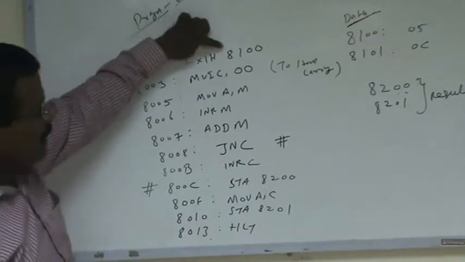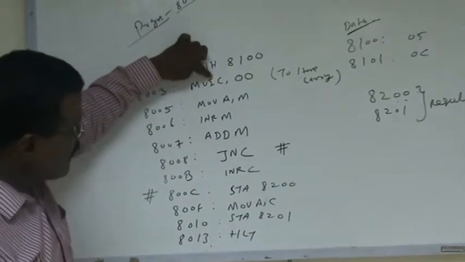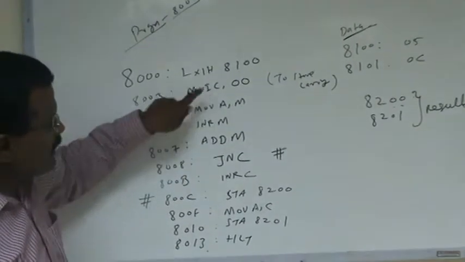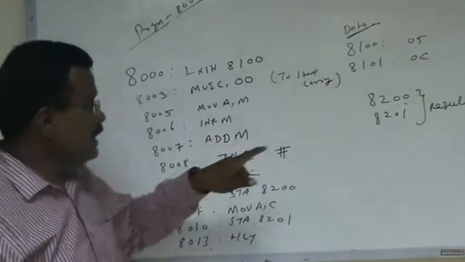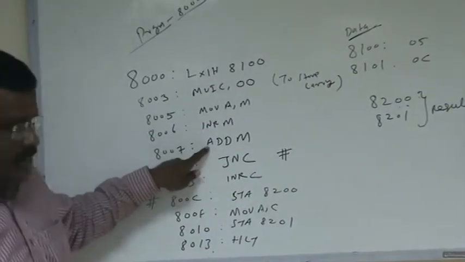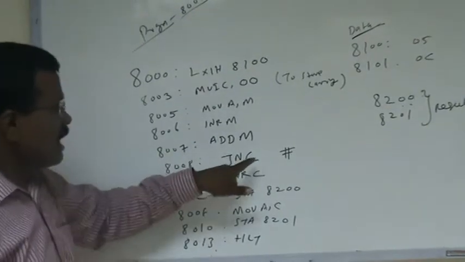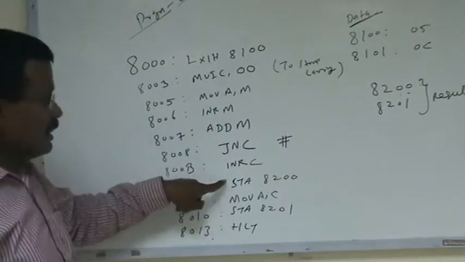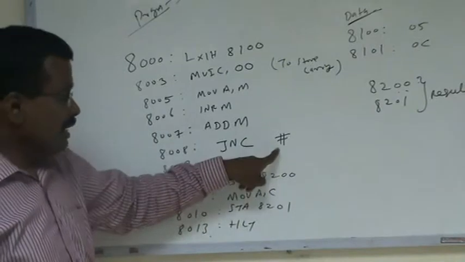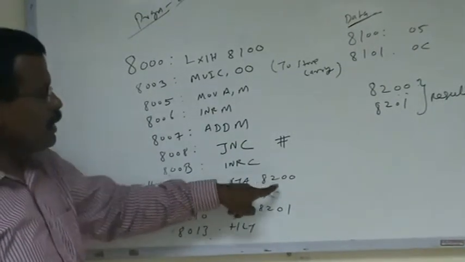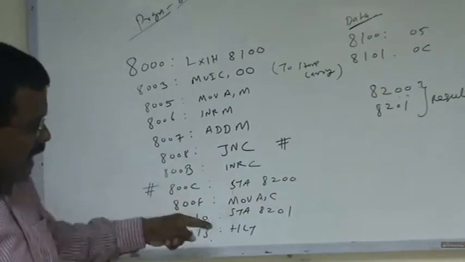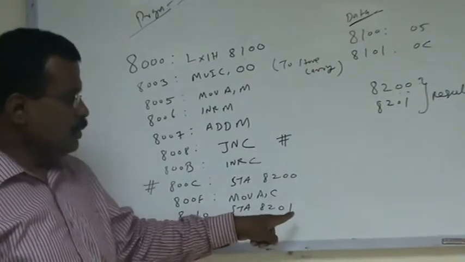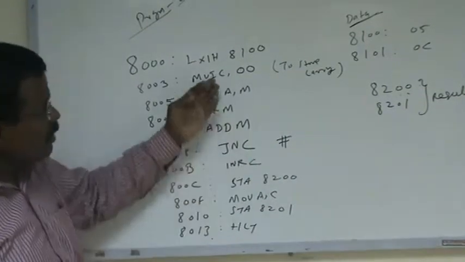Now you can see I am pointing the first memory location, clearing the C register for storing the carry, moving the first data into accumulator, incrementing the memory pointer so that the memory pointer is pointing the second data, adding the first data with the second data, checking the carry. If there is any overflow, I am incrementing the C register, then storing the lower order byte into 8200. If there is no carry, straight away I am storing the lower order byte into 8200. If there is a carry, the value of C will become 1. So the C is moved into A, that is stored in 8201. If there is no carry, the C value will be 00.